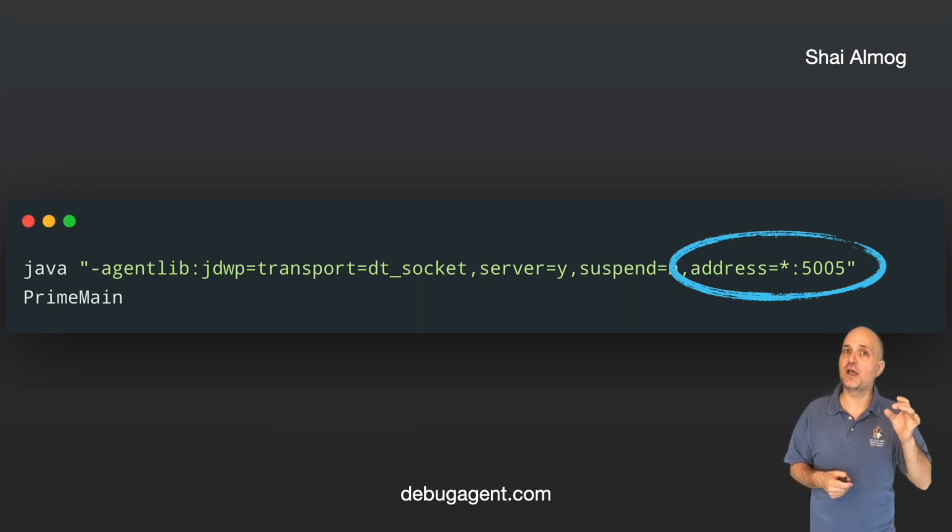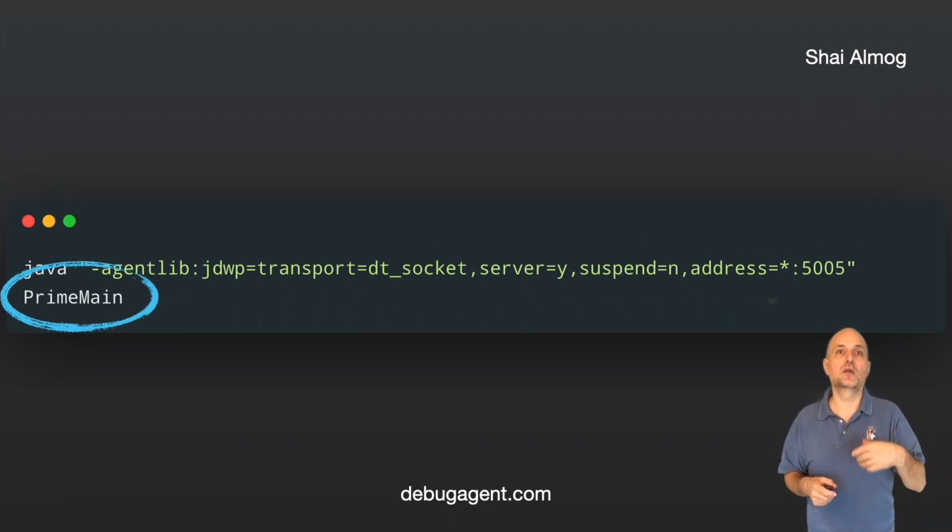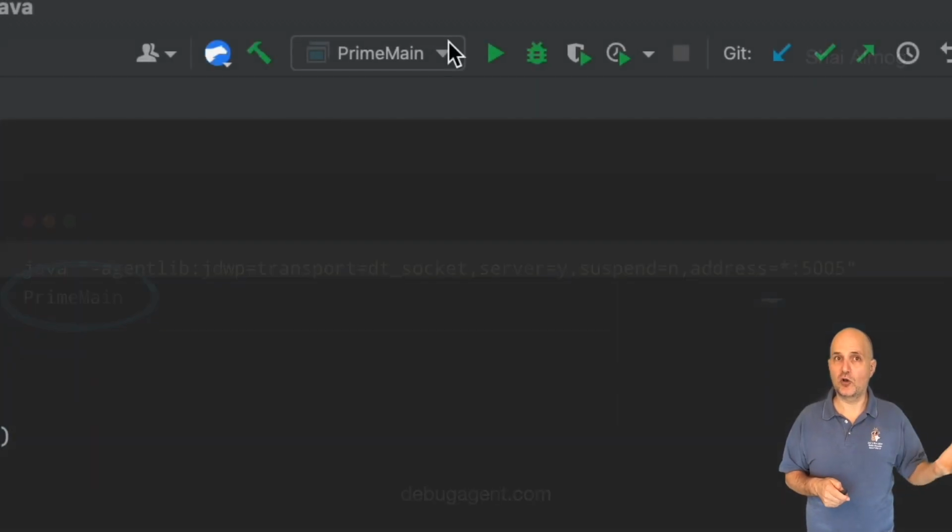In this case, I allow anyone to connect on port 5005. I can limit this to localhost only by changing the star character. This is probably the better approach, although it won't make the protocol fully secure. This is the rest of the command, the class we're running. Typically, you would have something more substantial here. In this case, I'm just running the prime main class.